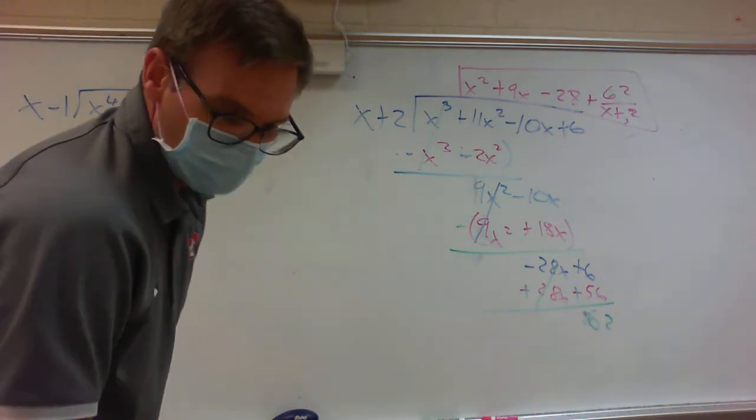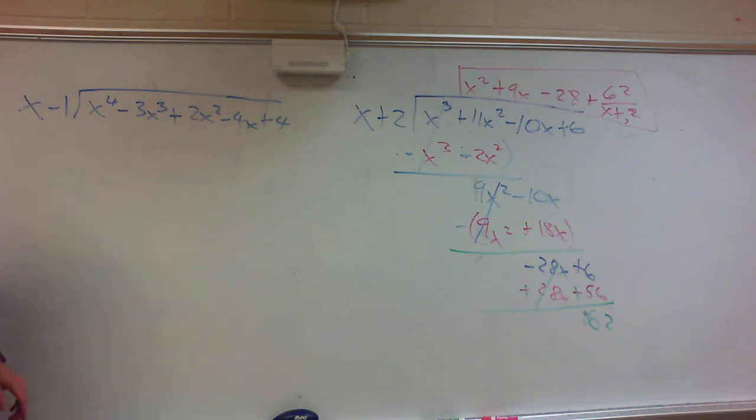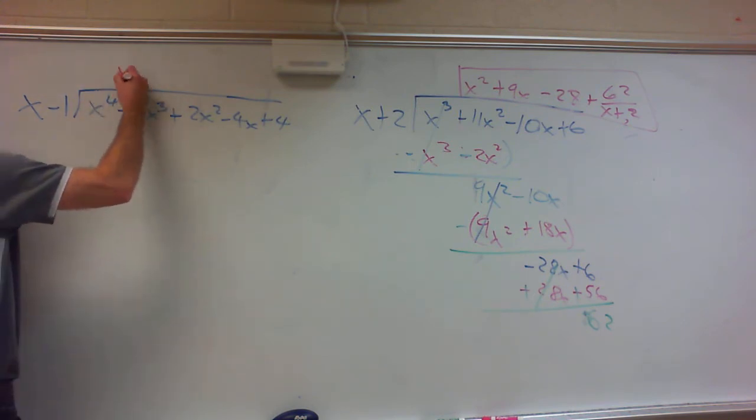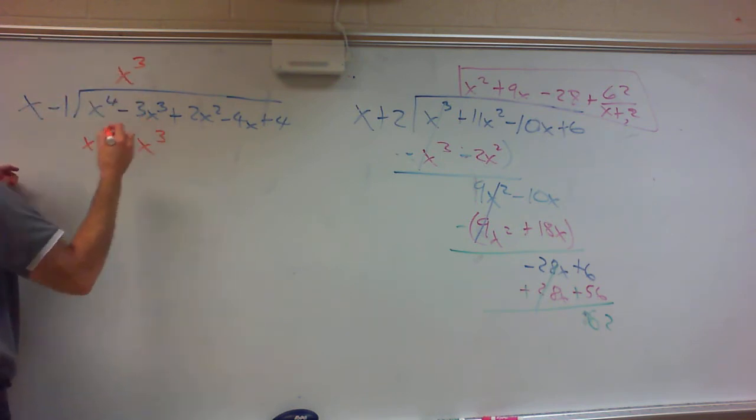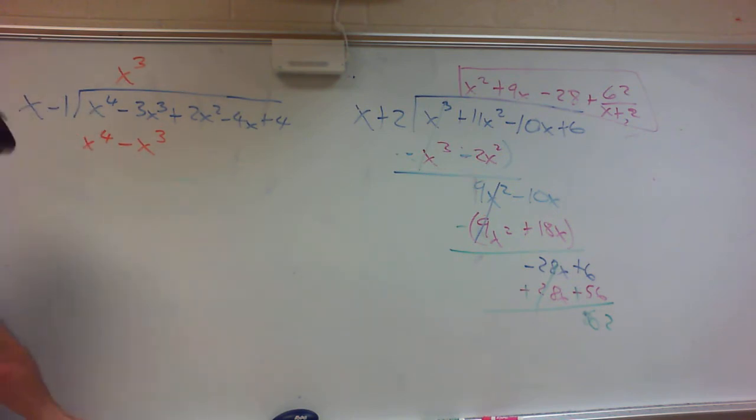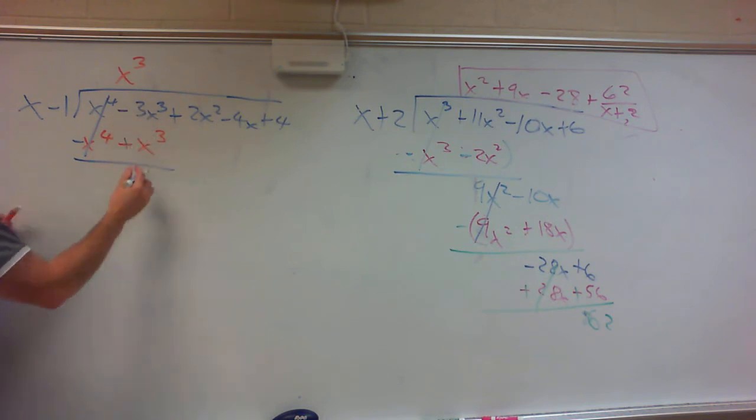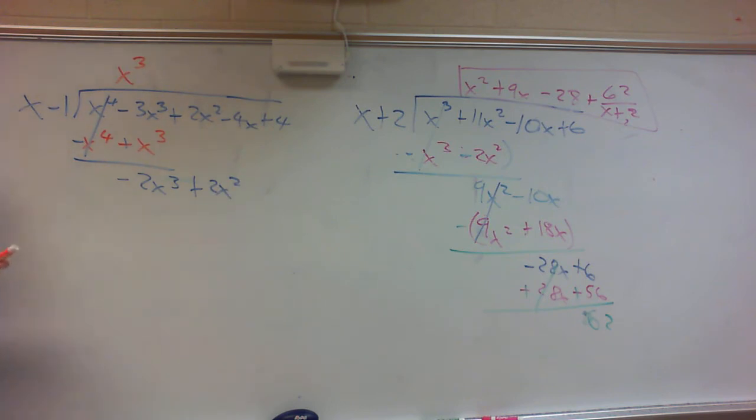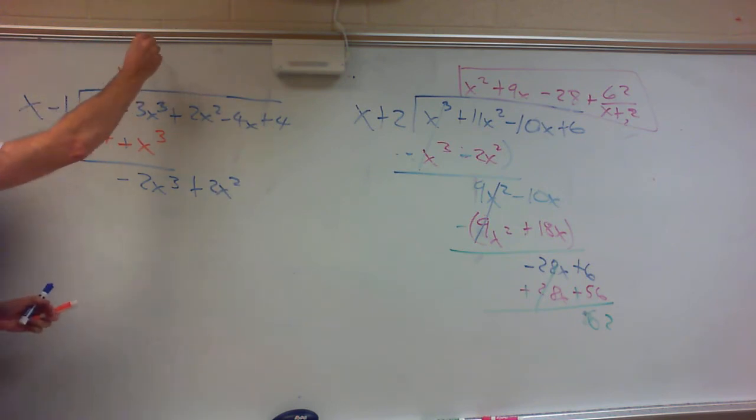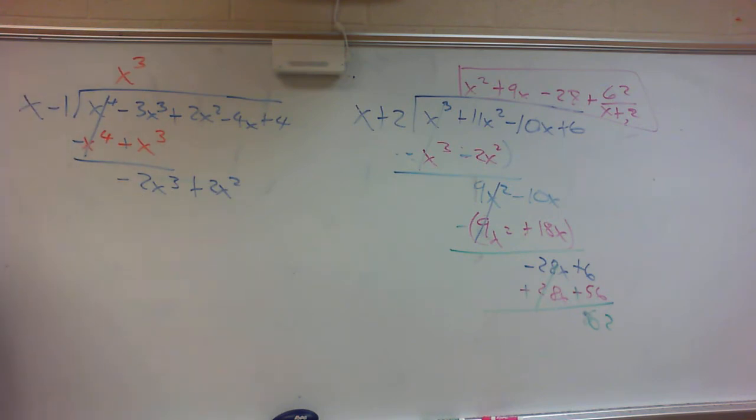Okay, so now we ask ourselves, what goes here so that this times this exactly is x to the 4th? X cubed. All right, so I get an x cubed, and this times this gives me x to the 4th. This times this gives me a negative x cubed. Then we subtract, which means we change the signs. And so this cancels because it has to. And that gives me a negative 2x cubed, and I'm going to bring down the plus 2x squared. And we start the process over. What goes here so that this times this exactly equals negative 2x cubed?